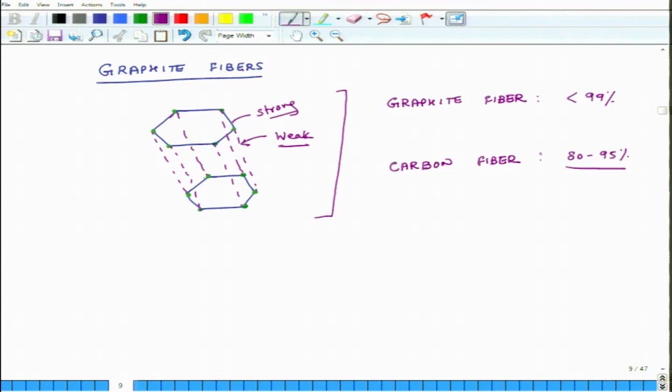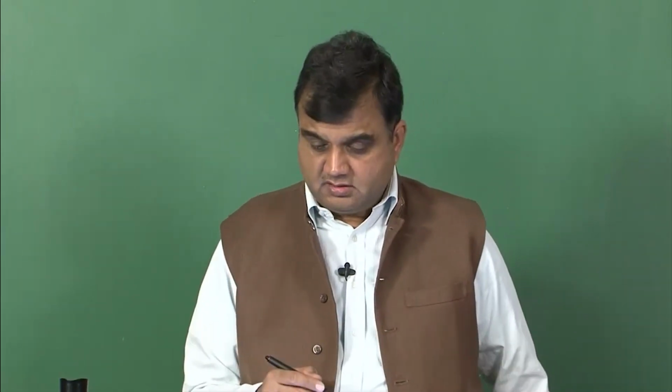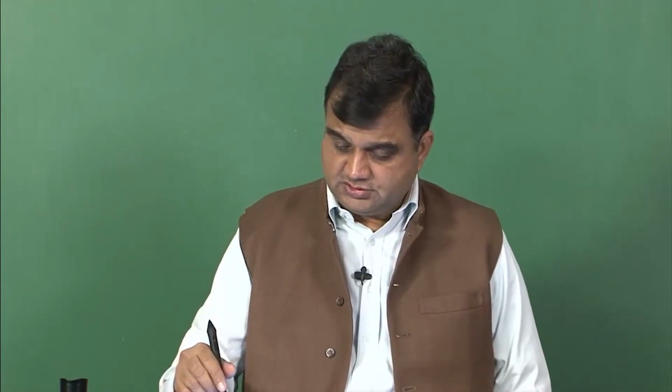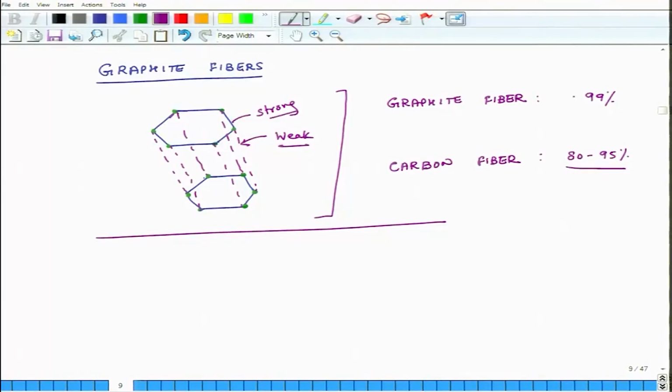So, if you think that the fiber you are dealing with has a carbon percentage of 80 to 95, the name for it should be carbon fiber. If it is super pure carbon, then it is known as graphite fiber. Greater than, I am sorry, so this should be greater than, greater than.